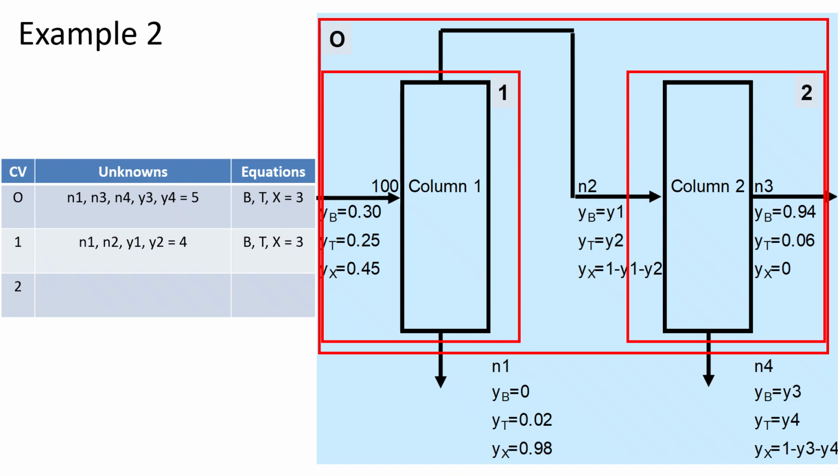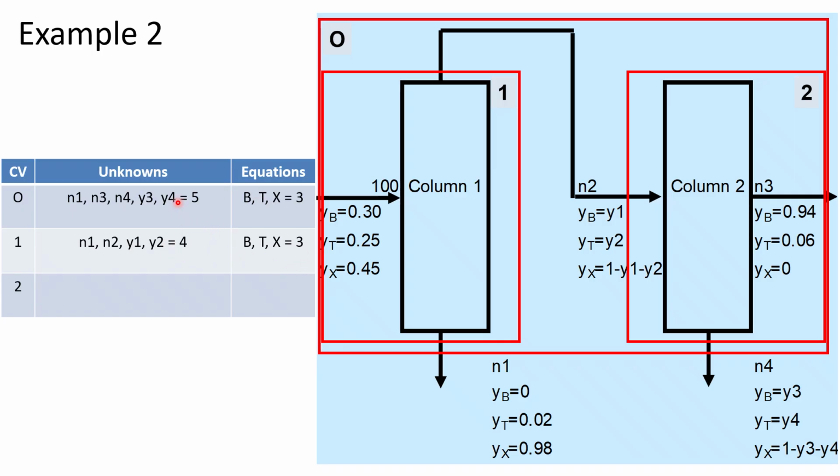Let's look at control volume 1. In control volume 1, what we see is that the number of unknowns for the 3 streams that cut across this control volume are N1, which is the flow rate of the bottom, N2, the flow rate of the top stream, Y1 and Y2, which are associated with the compositions of benzene and toluene in that top stream. So we have 4 unknowns.